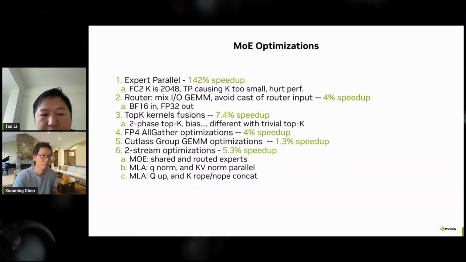The other one is the Cutlass group GEMM optimization. The Cutlass group GEMM optimization was mainly done for the min latency optimization. We also had one sharing session before about min latency, but after we integrated a newer version of Cutlass, we found out it can also benefit the max throughput scenario. It gives us about a 1.3% end-to-end speedup.